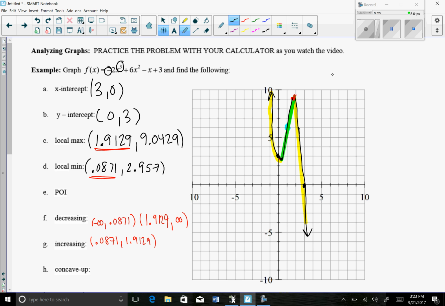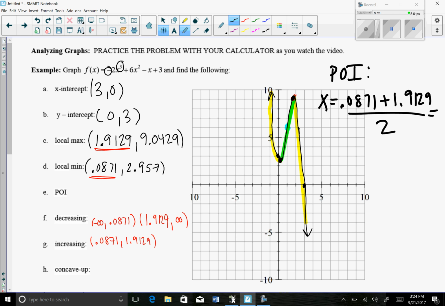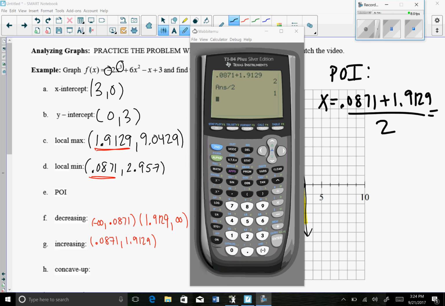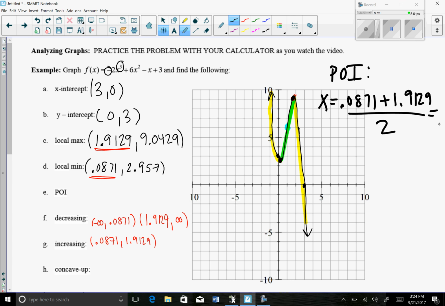So for the point of inflection, which I always just use POI for, we take again our x values. So we have from our minimum 0.0871 plus our maximum up here, which is 1.9129. I add those together and divide by 2. So I did it on my calculator. You can see I added them together, divide by 2, and I get 2 for that coordinate. So for my point of inflection, I have 2 comma.